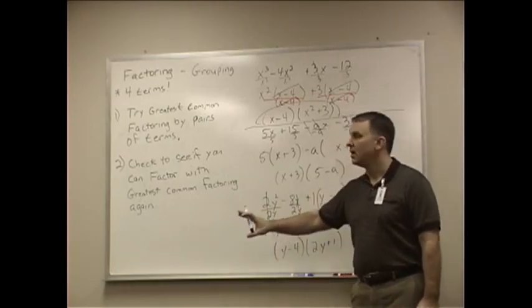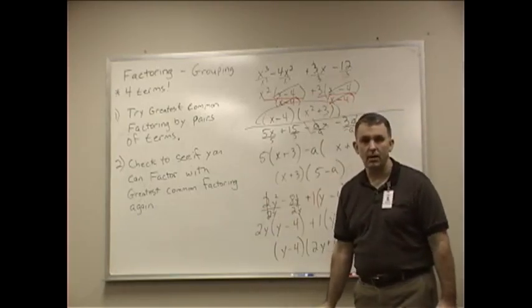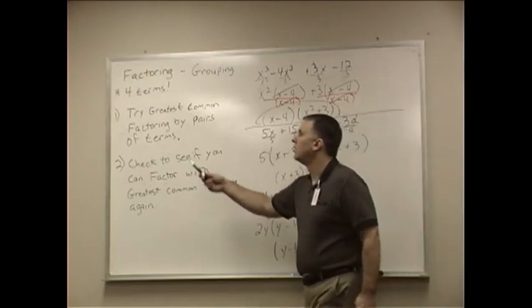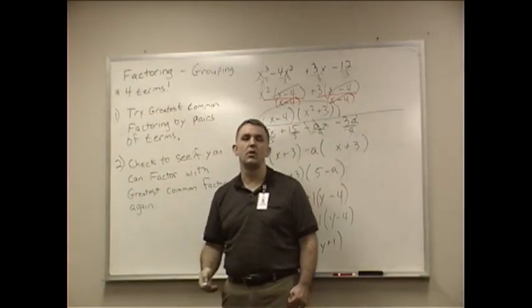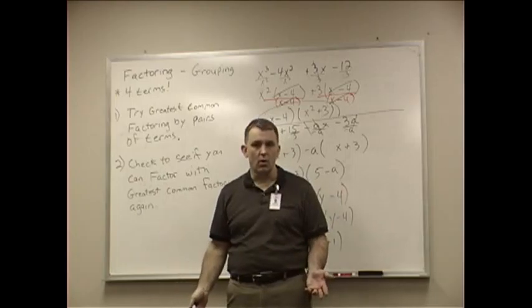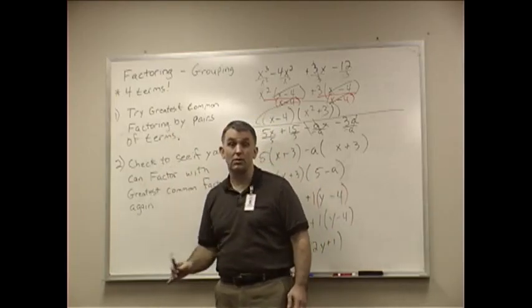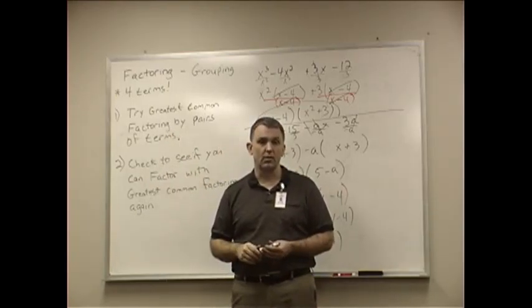Anyway, that is factoring by grouping. 4 terms. If you don't have 4 terms, it won't work. You're really just doing greatest common factor twice in a row. Good luck.